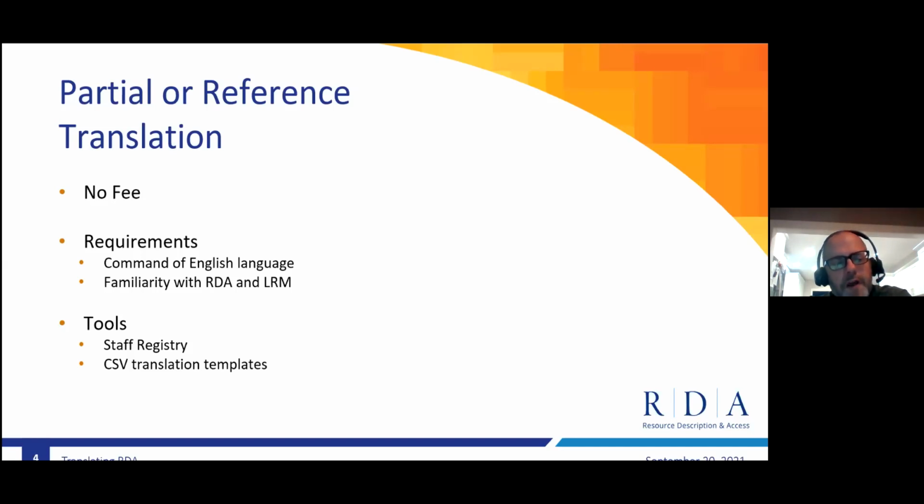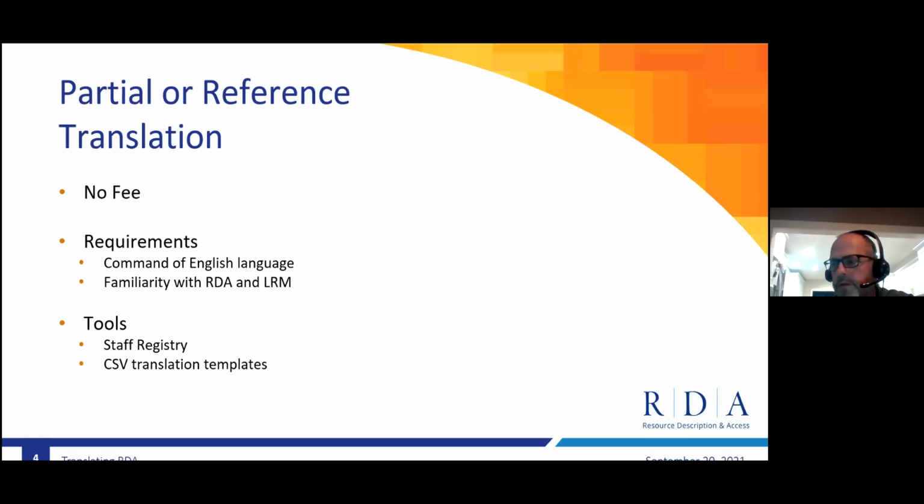The tools we provide for reference translations are what we call the staff registry, which is our background database that would hold all the translation once you complete it of that reference material. The reference material would also be published on the registry, the RDA registry, which is at rdaregistry.info. And then we also provide these CSV spreadsheets that contain all the translatable material that you need to work on.